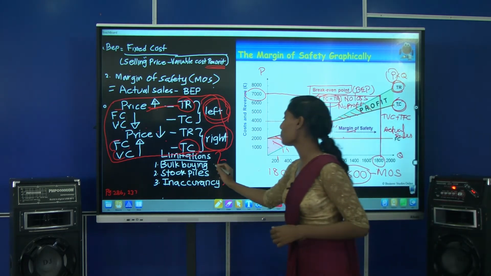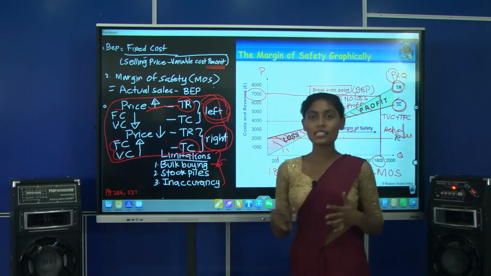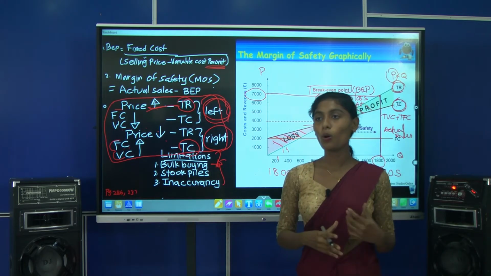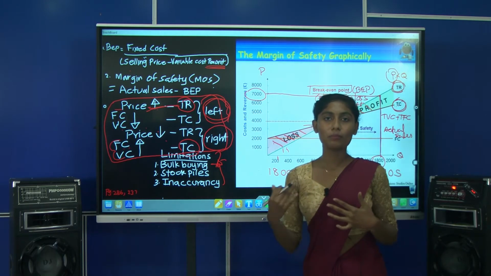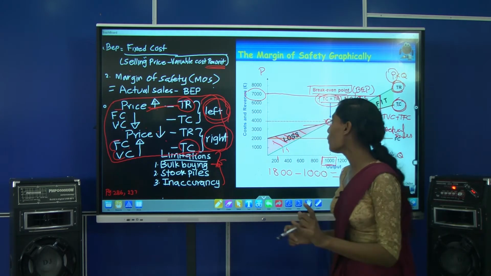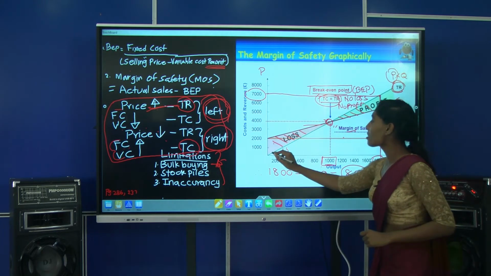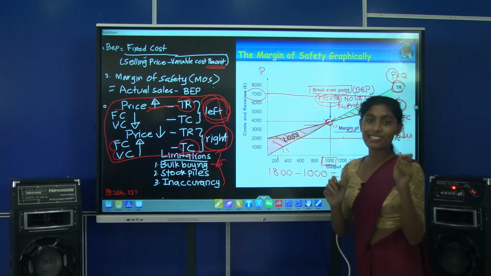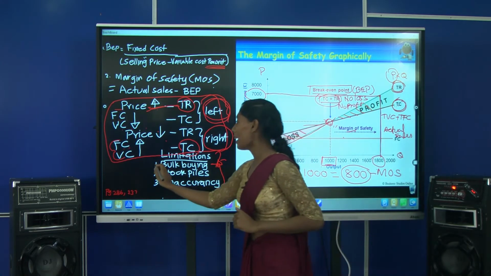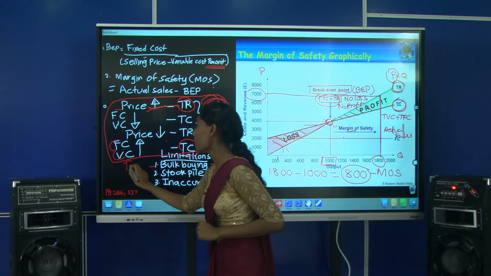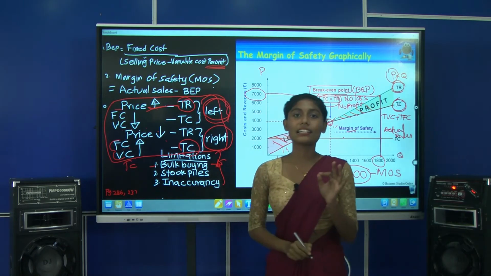First one is bulk buying. When our business is expanding more and more, we always go for bulk buying. So when we buy more and more, we get discounts. So when you get discounts, our cost curve won't be a linear straight line. It will be a curve. When we are buying, our cost curve will be changing. It will not be a straight line.